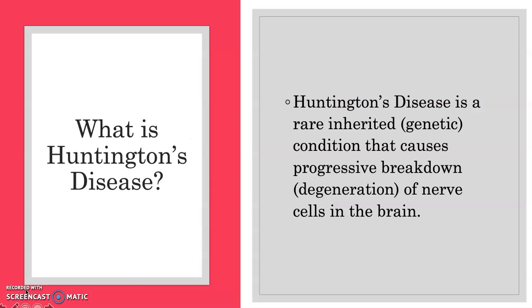So first, what is Huntington's disease? Huntington's disease is a rare inherited or genetic condition that causes progressive breakdown or degeneration of nerve cells in the brain. Huntington's disease has a broad impact on a person's functional abilities and usually results in movement, thinking or cognitive, and psychiatric disorders.